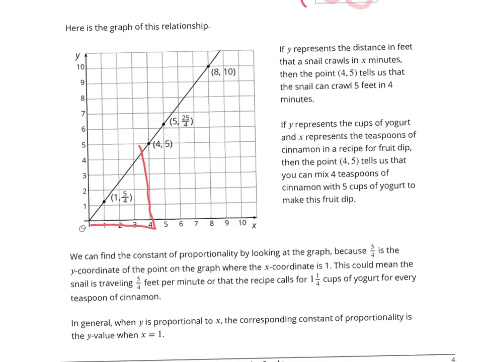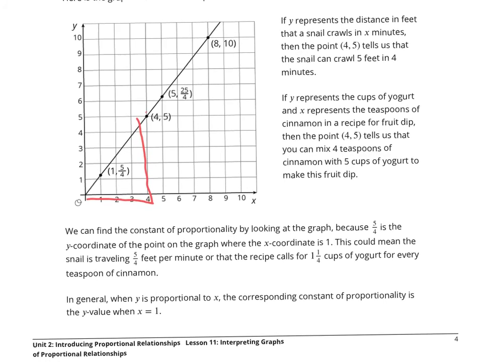We want to remember we can find the constant of proportionality by looking at the graph and finding when x is 1, what's y? That's where our constant of proportionality is going to be located. In general, when y is proportional to x, the corresponding constant of proportionality is the y value when x is equal to 1. So we can do that from the graph by looking over at the 1 and looking up to what the y value is. Or we could go back to our table and divide.